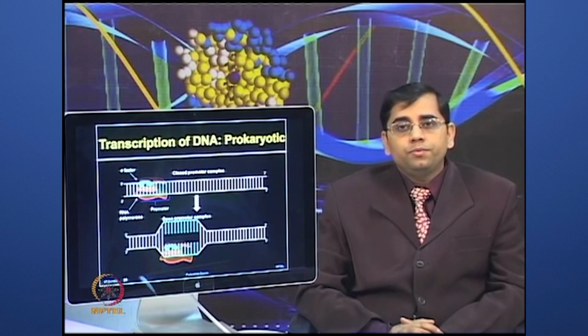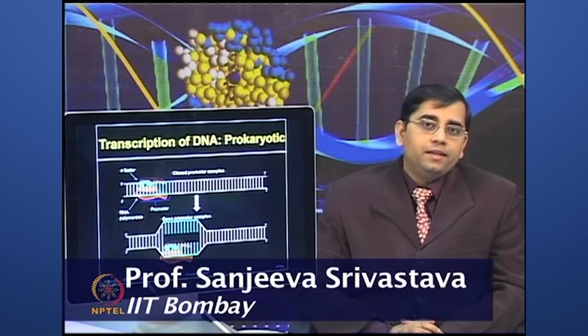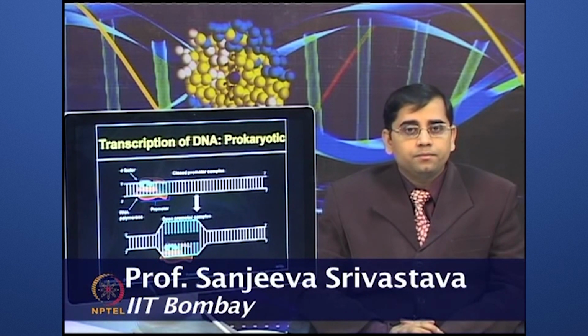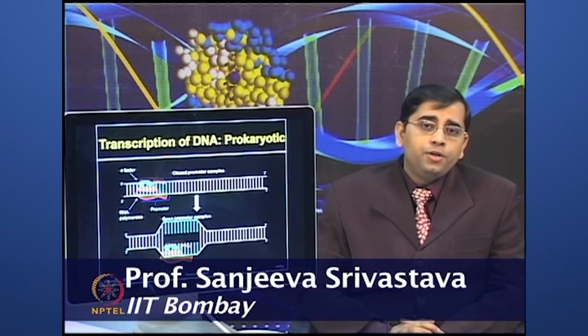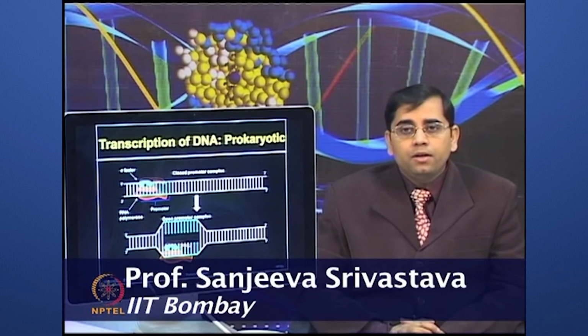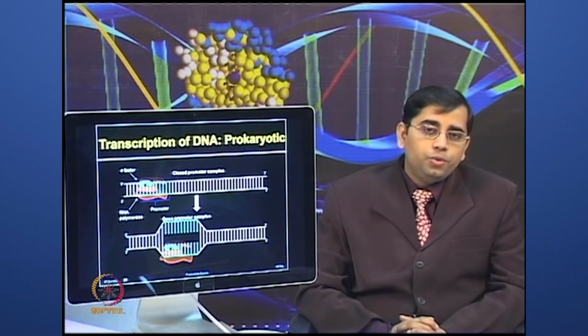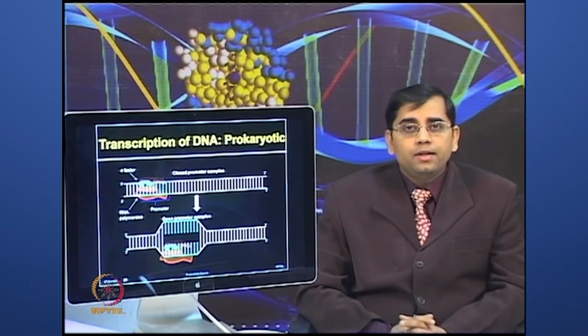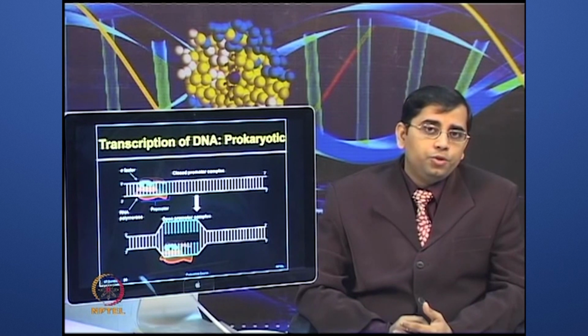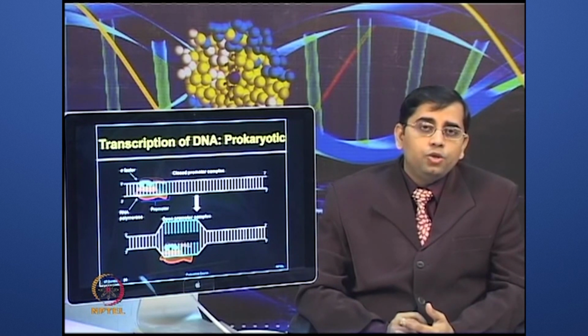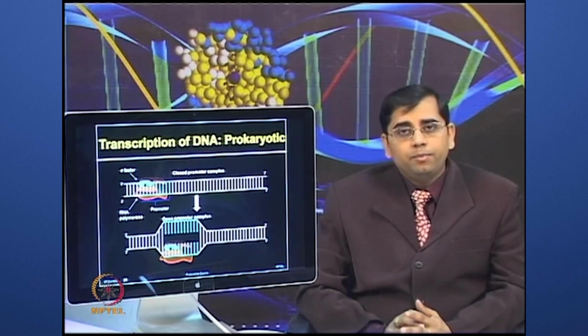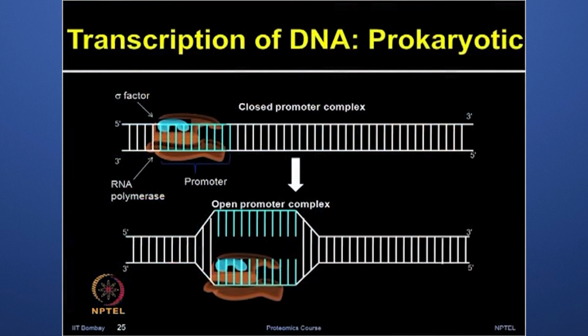Let us now move on to transcription of DNA and first talk about prokaryotic transcription. Transcription is a process by which information from a double-stranded DNA molecule is converted to a single-stranded RNA molecule by making use of one strand as the template. This process differs slightly between prokaryotes and eukaryotes.